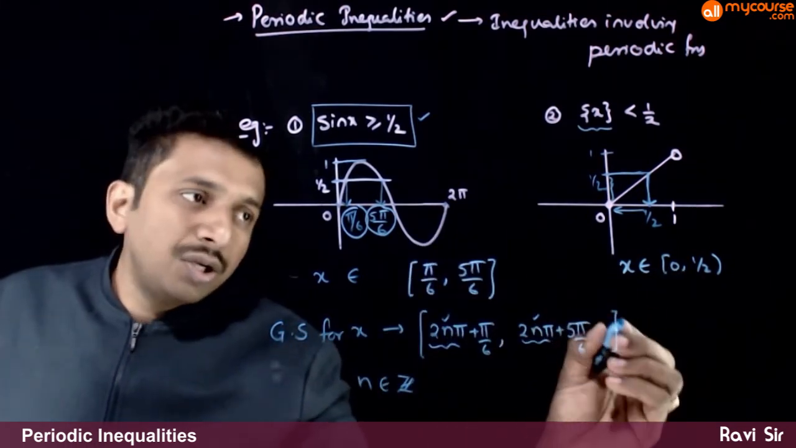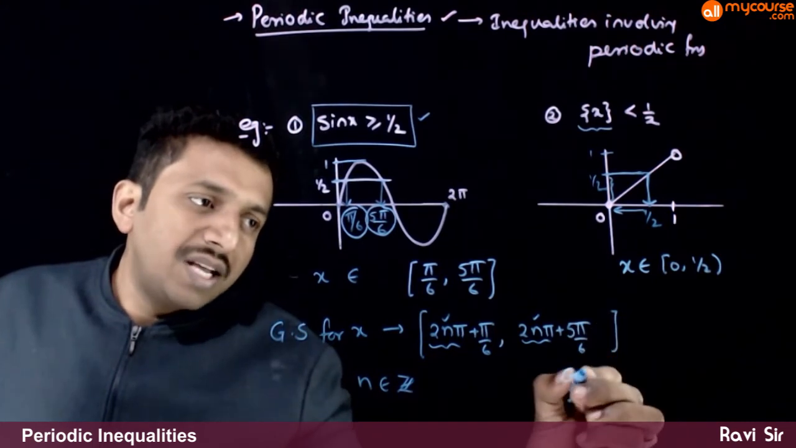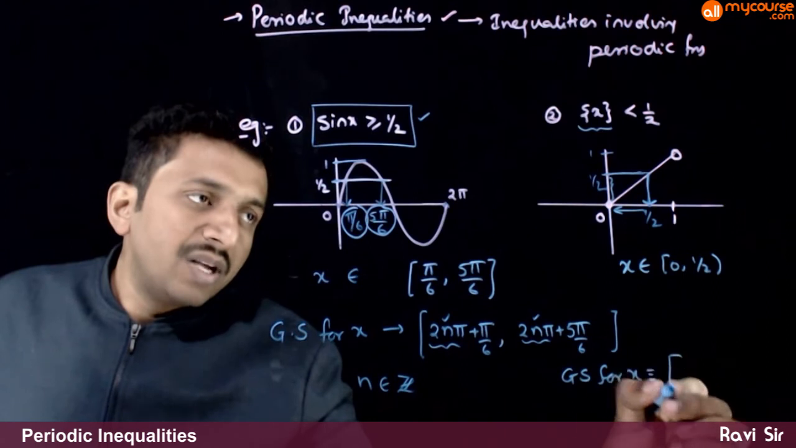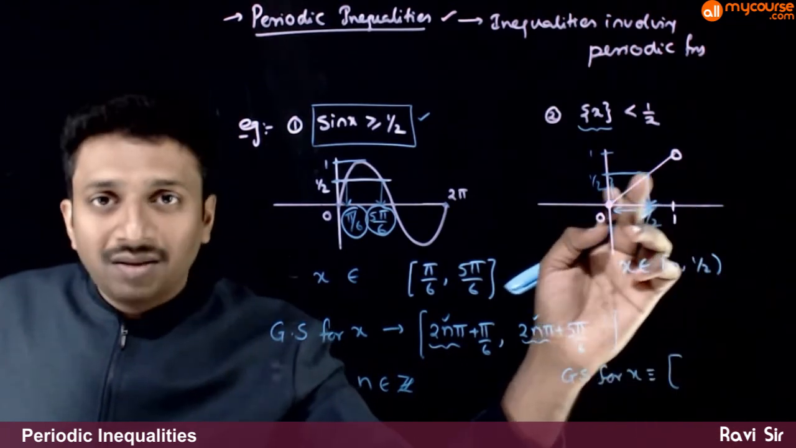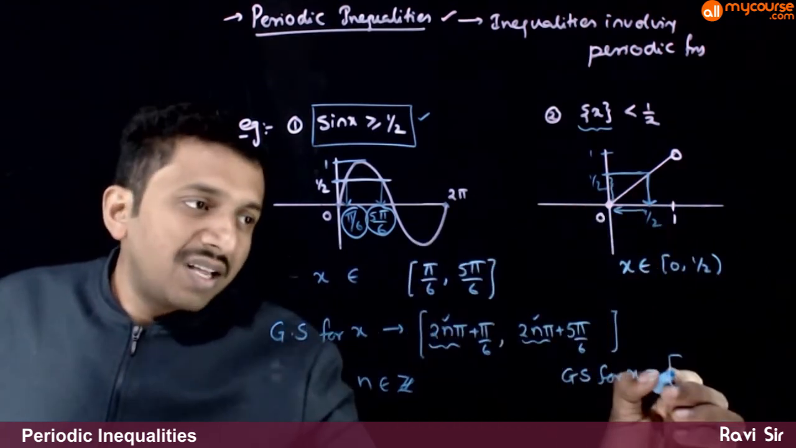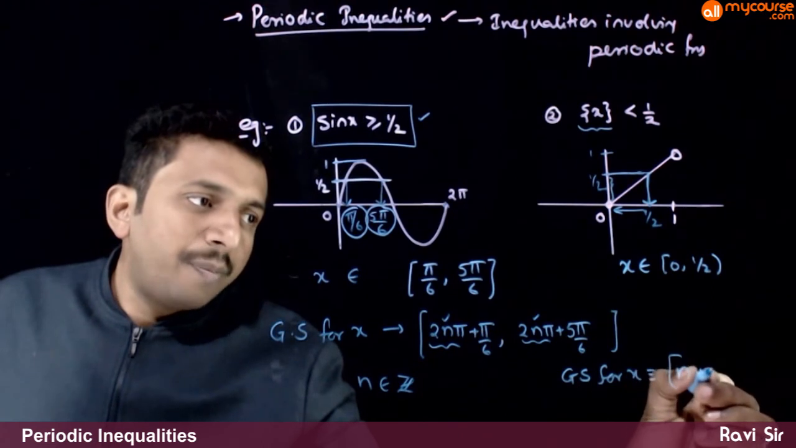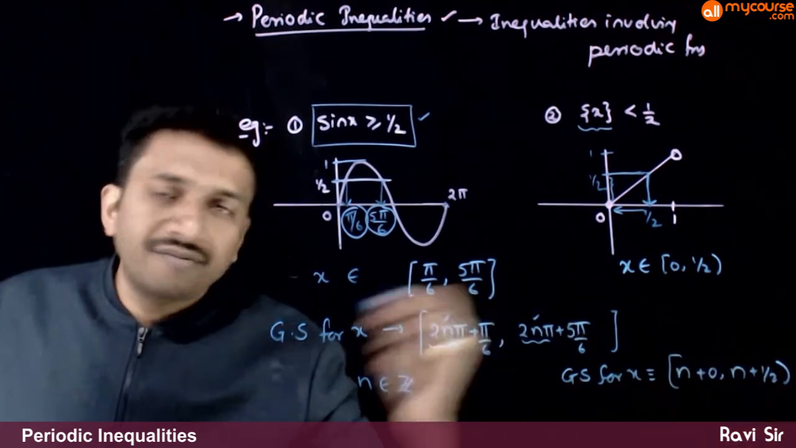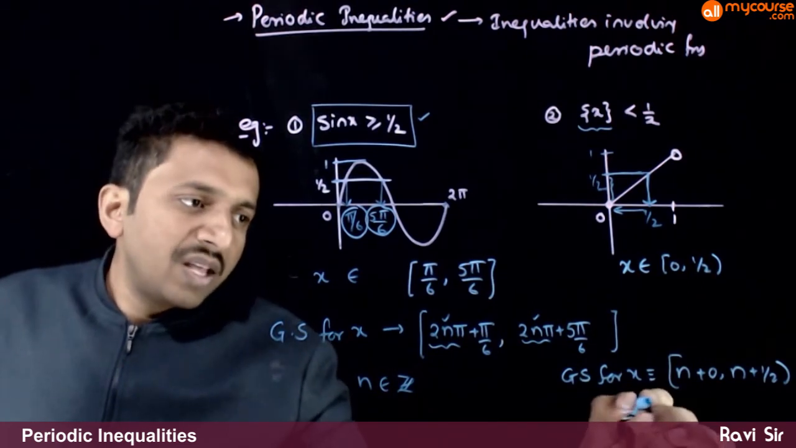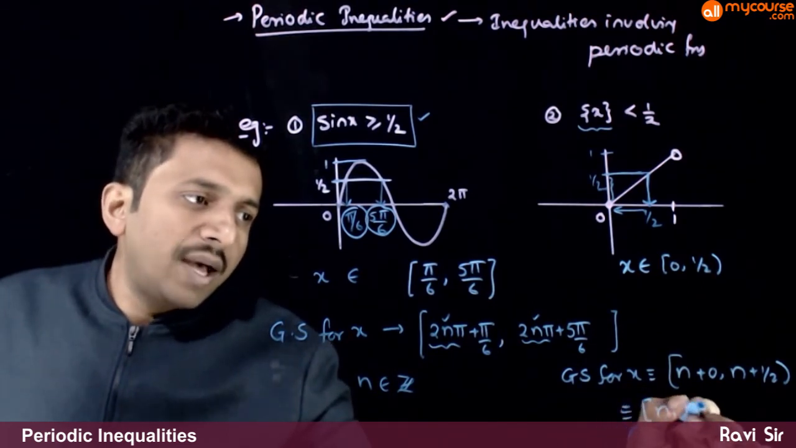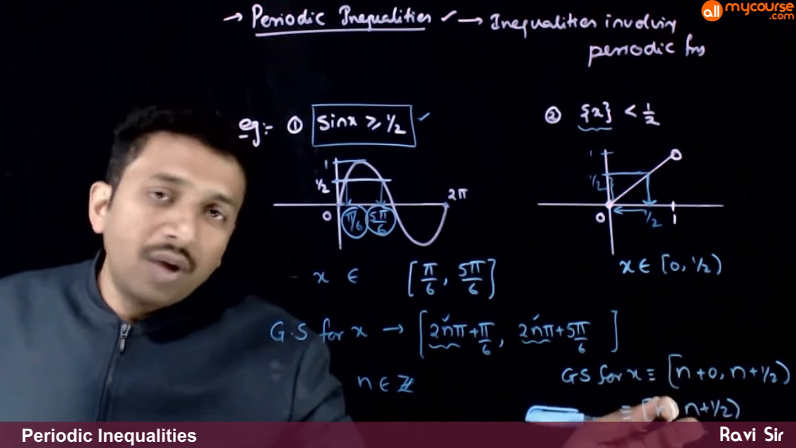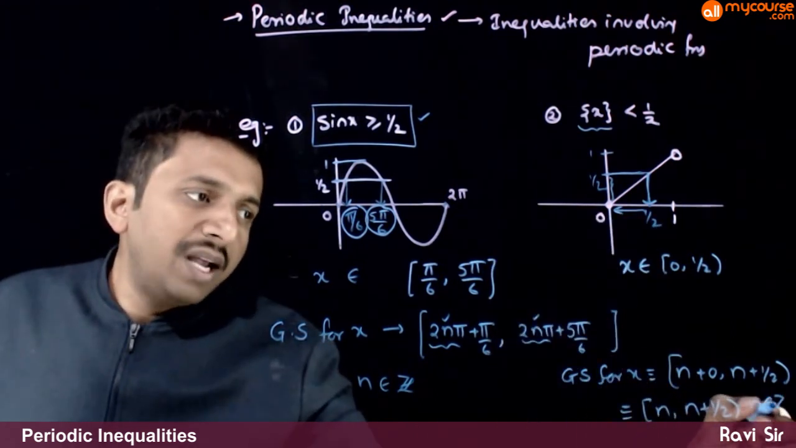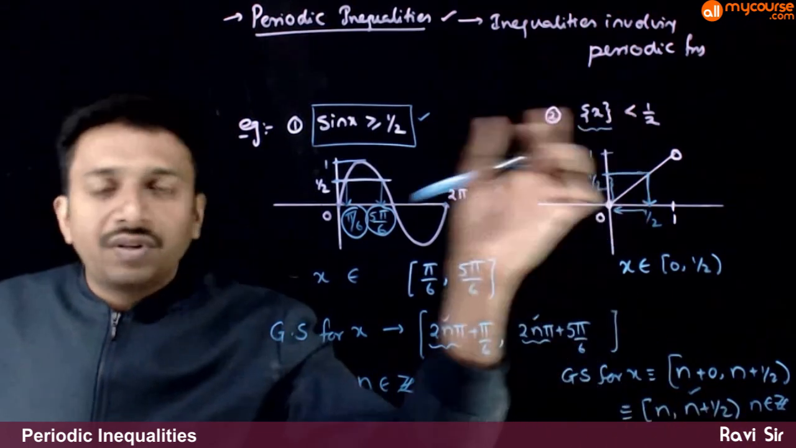So what is the general solution of x? What is the period of this? 1. So n times period, that is n times 1 plus 0 to n times 1 plus half. That is the interval n to n plus half, closed at n and open at n plus half, where n is an integer. So n belongs to integers is the solution for this inequation.